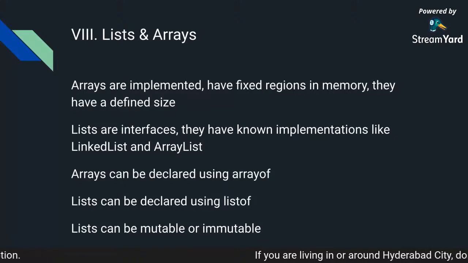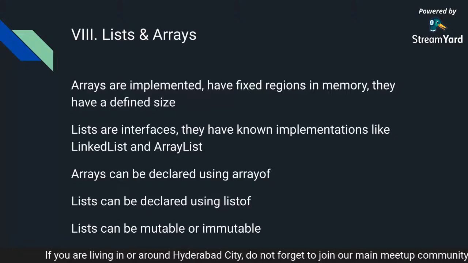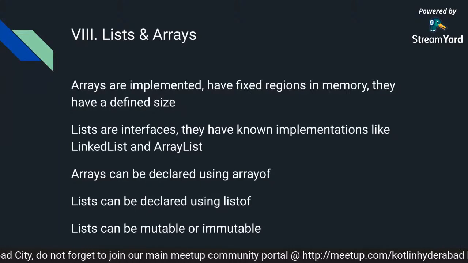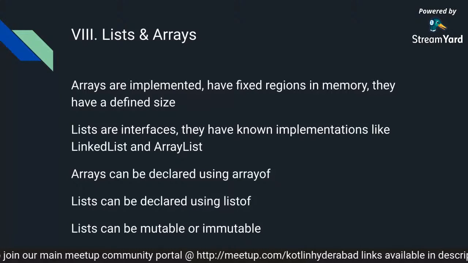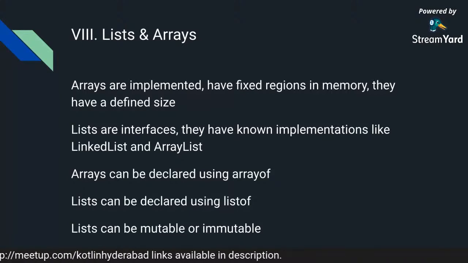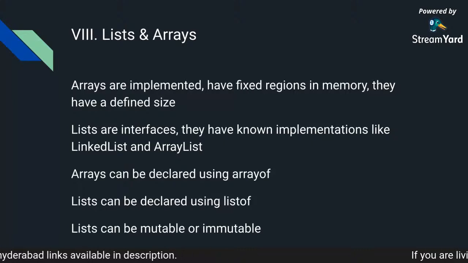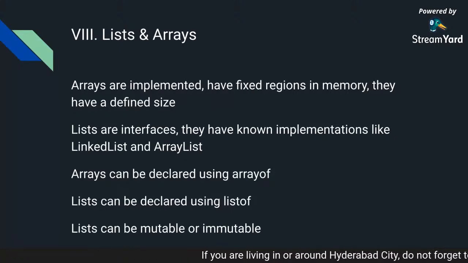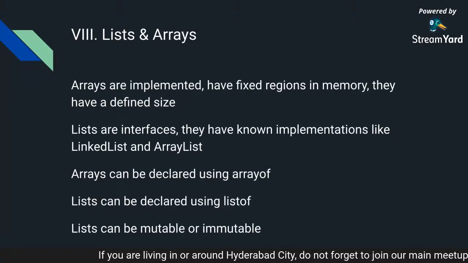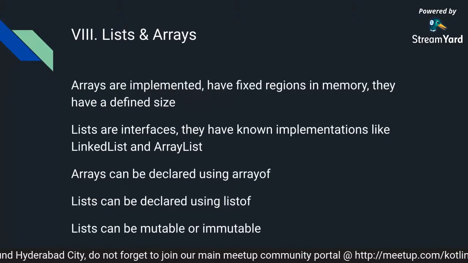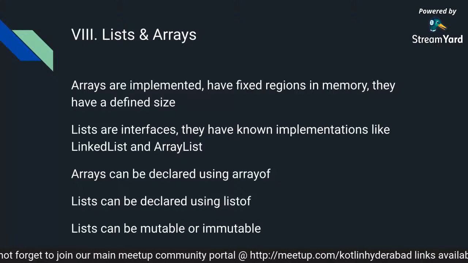Arrays are already a class, they are implemented, while lists are interfaces. We'll know that a bit more in detail in the last slides: what are interfaces, what are classes, what the implementation of a class interface is. But for now, all you have to worry about is arrays are already made. They have fixed regions in memory, and they have a defined size. So if you start an array with 5 elements, that size will remain five, a fixed length basically.